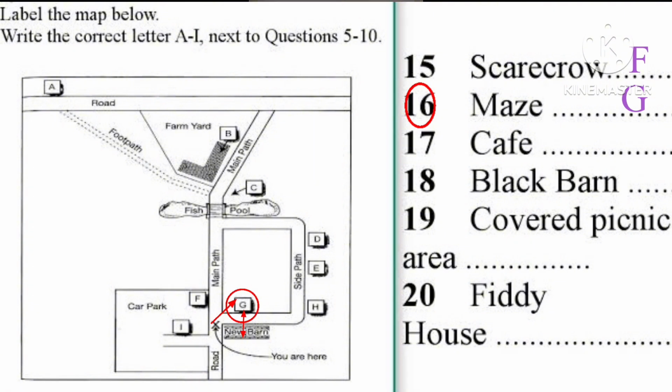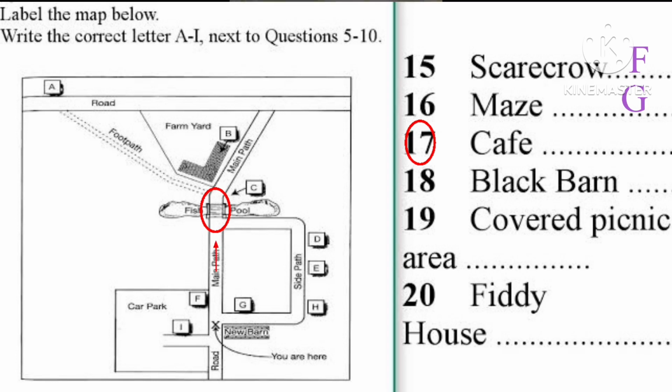If you look ahead of you, you'll see a maze. It's opposite the new barn, beside the side path that branches off to the right, just over there. Question number 17. Cafe. Now, can you see the bridge crossing the fish pool further up the main path?